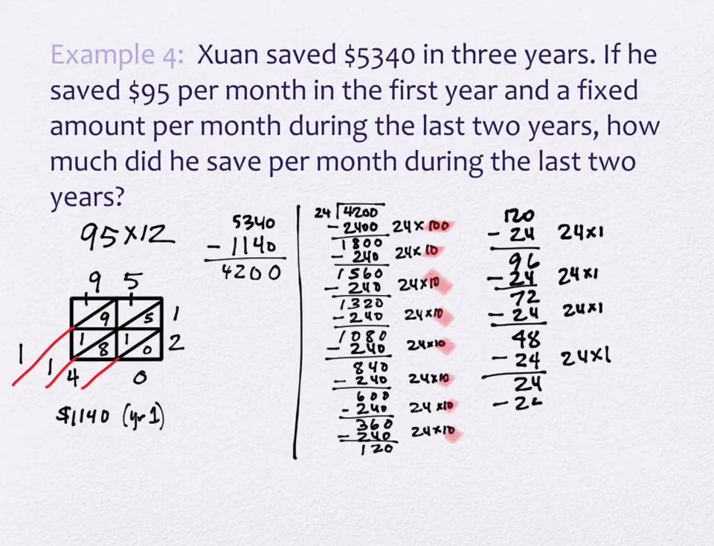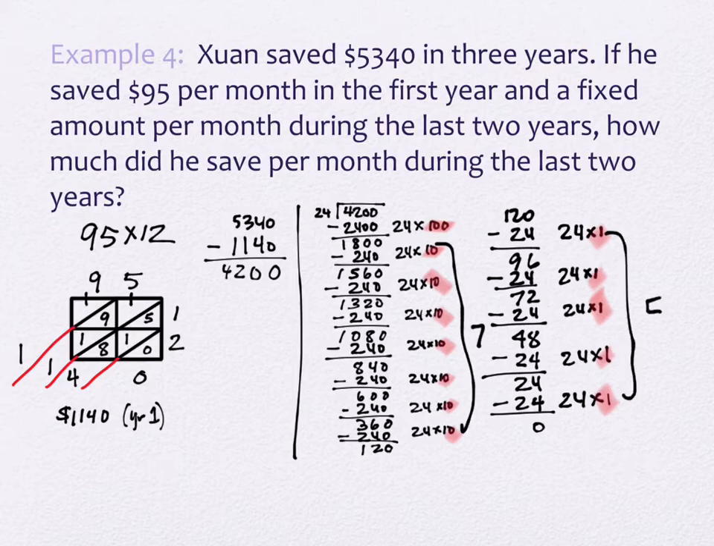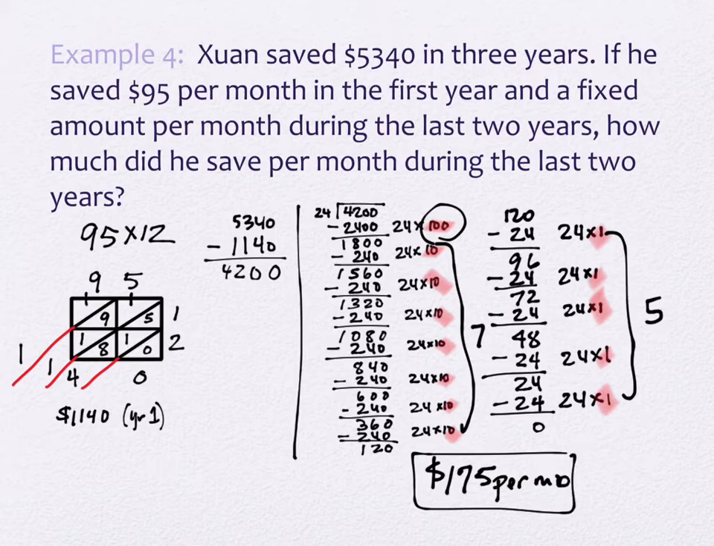24. And then we want to get down to something that is smaller than our divisor. In this case, it happens to divide evenly, so we get to 0. That doesn't always happen, of course. How many times did I subtract my 24? Yeah, 1, 2, 3, 4, 5. There were 70, like there's 7 of these. There's 5 of these, and there's 1 here. There's the 100. So this is $175 per month. Okay, does that make sense?